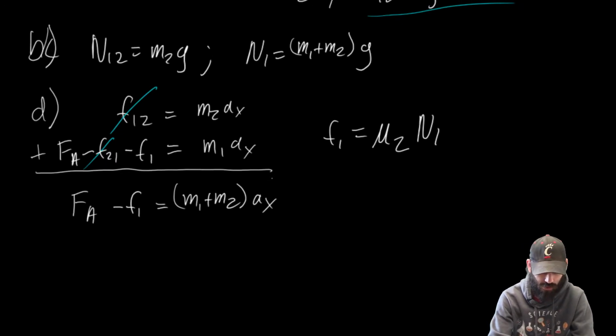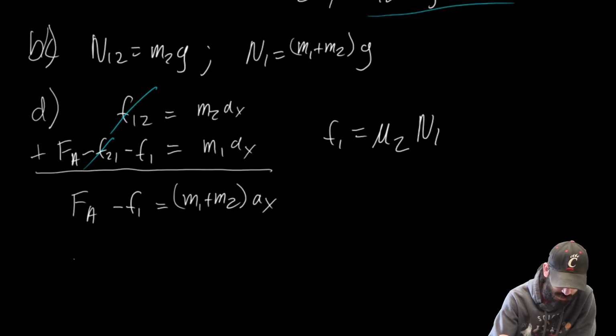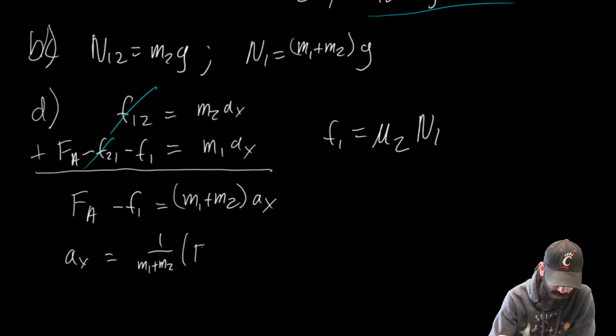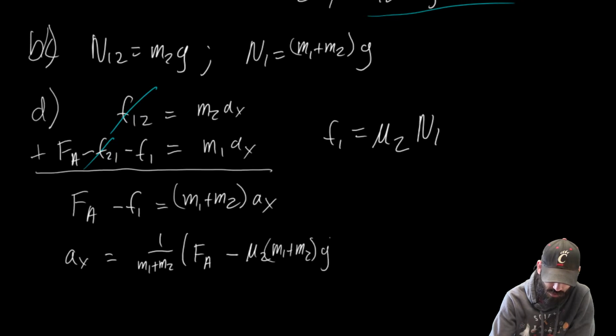And so doing that and rearranging for AX, we end up seeing that AX is going to be equal to 1 over M1 plus M2 times the applied force minus mu2 times M1 plus M2 times G, okay?